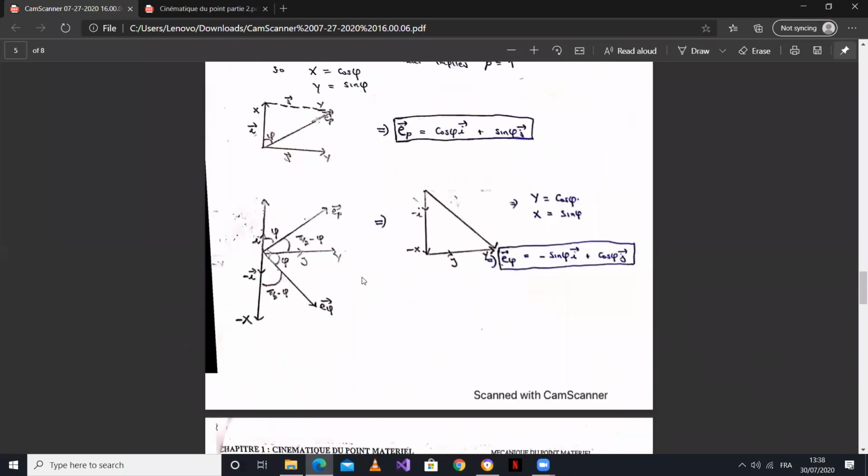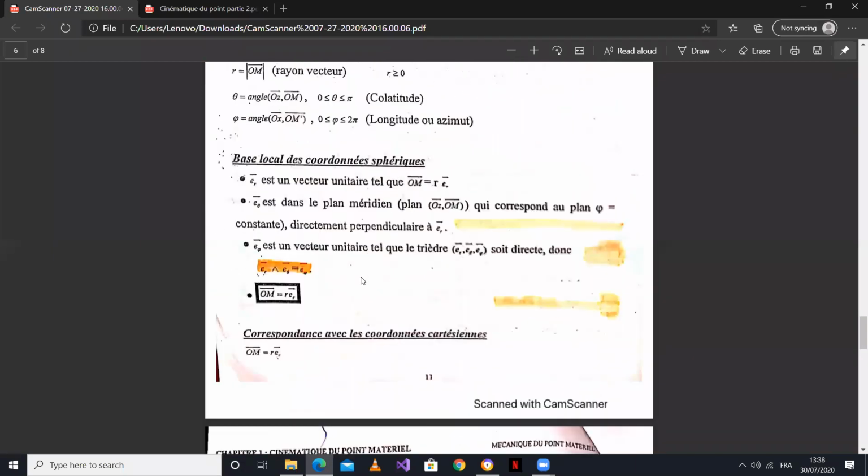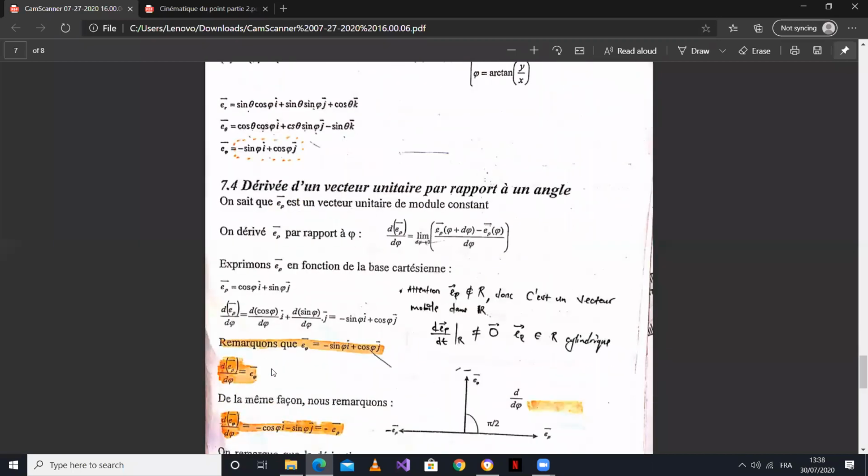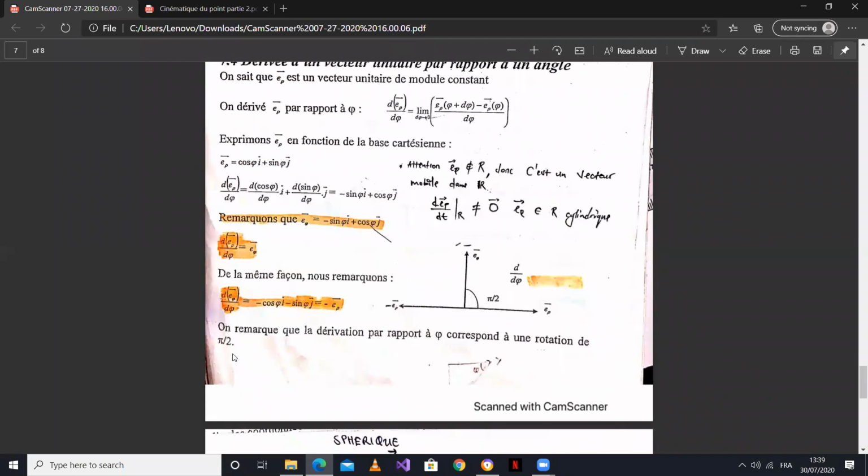And that's what they were trying to show you here: the derivative of a unit vector. So d e rho over d phi gives you e phi, and that's what's highlighted here. There's nothing special, no magic there. It's just calculus and trigonometry. You just derive the expression we got yesterday, and it gives you the expression for e phi. And here we get a rule.